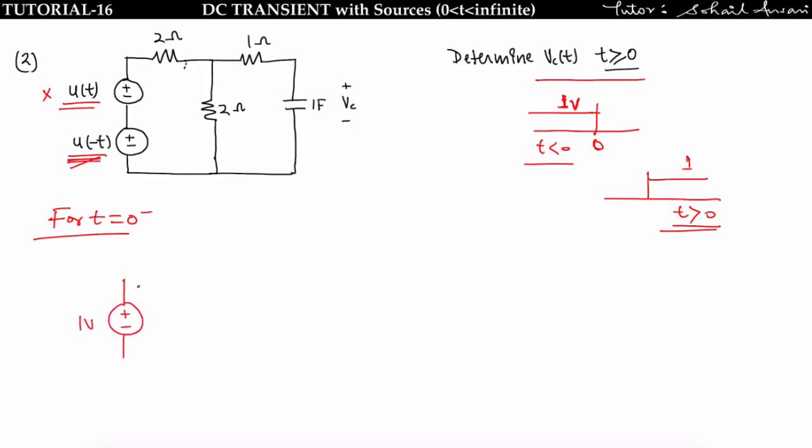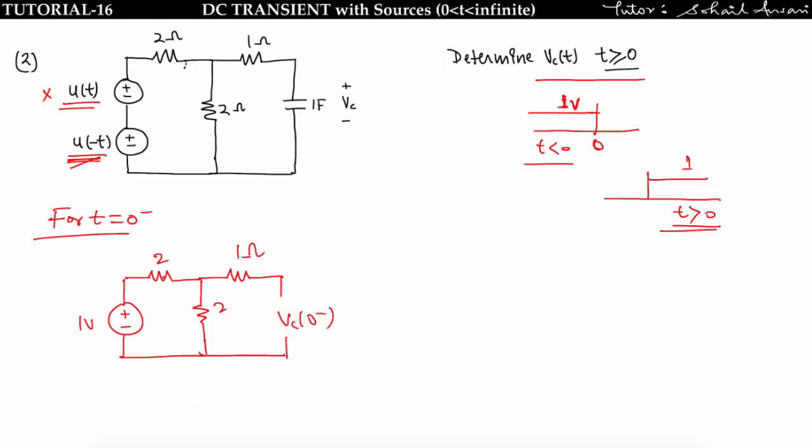This is 1 volt, and the circuit will look like this. And for t equal to 0 minus, this source is connected. That means this network is at a steady state, and we know that at a steady state a capacitor can be replaced by an open circuit. This we have seen in the previous lecture. Now find the Vc of 0 minus.